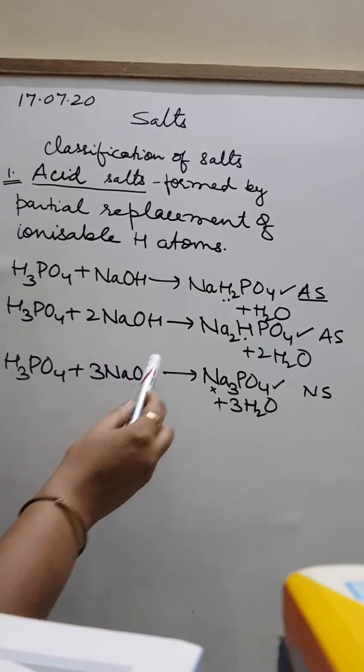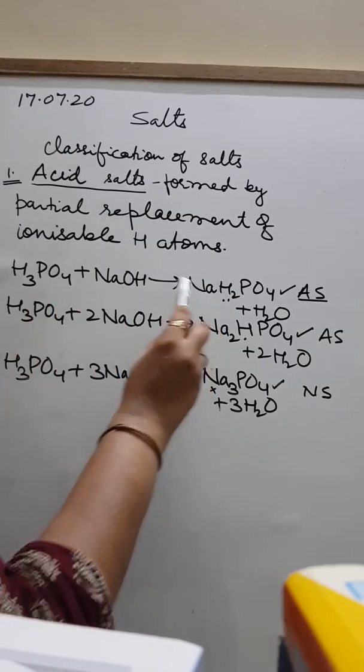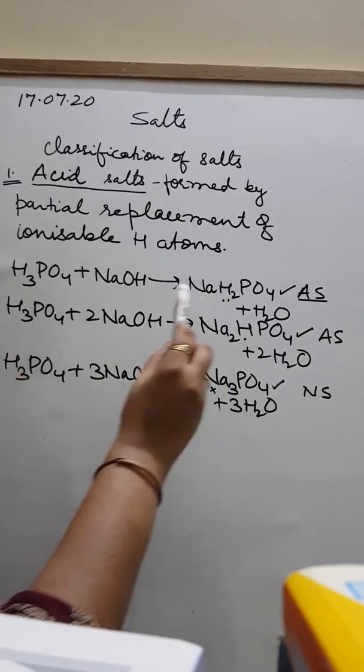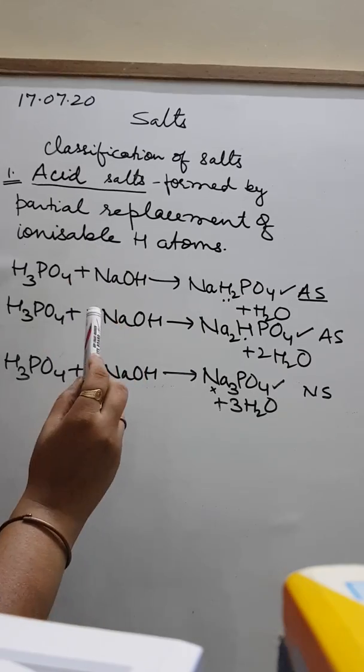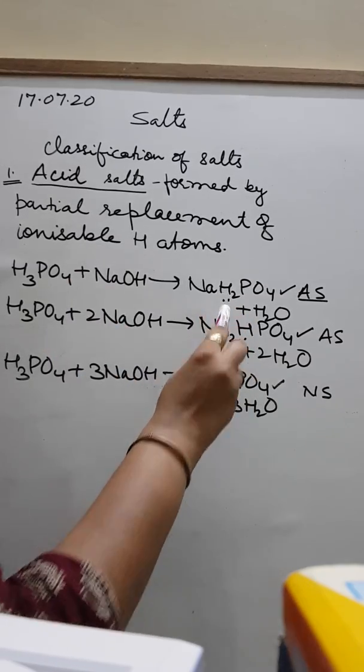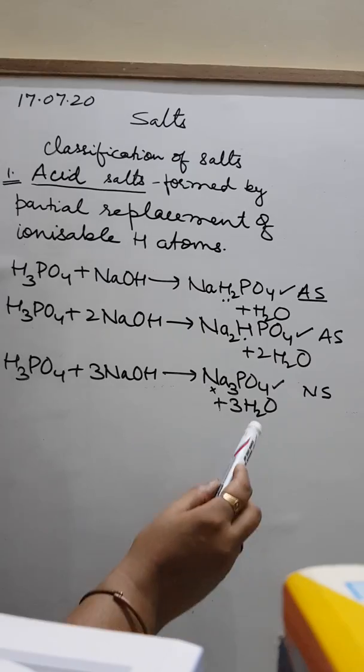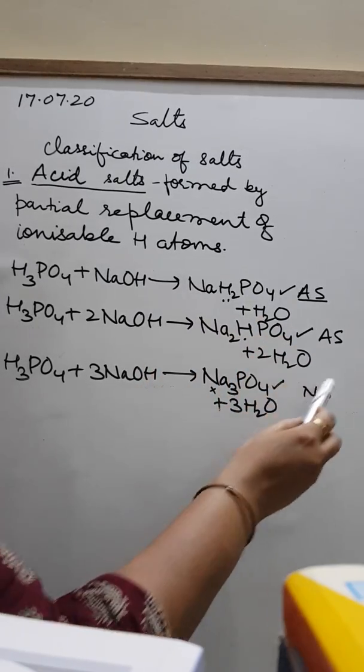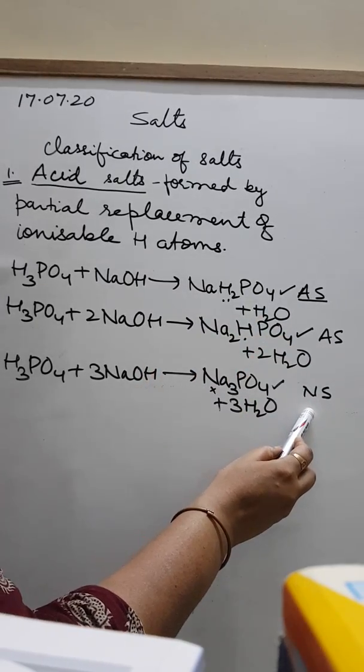But I'm just showing you, see, here out of 3, 1 got displaced. Here out of 3, 2 got displaced. Here out of 3, all got displaced. So wherever we had displaceable H still left in the salt, we call it acid salt. But this was our normal salt.